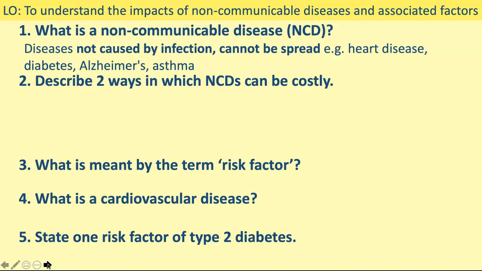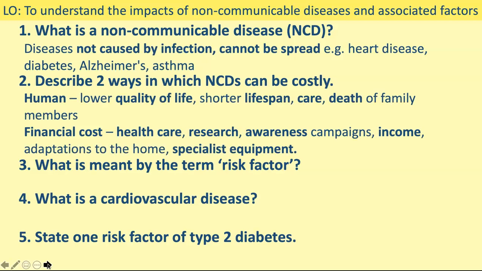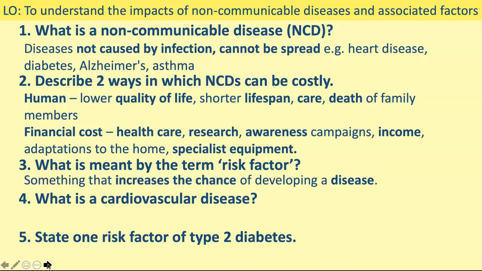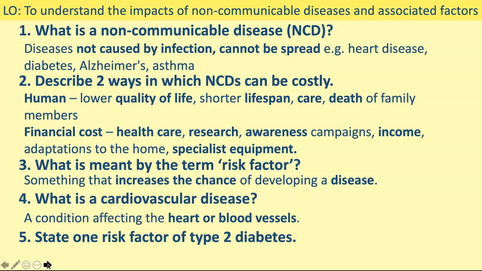Question 2, describe 2 ways in which non-communicable diseases can be costly. There's the human cost and the financial cost, and I've given some examples of each there as well. What is meant by the term risk factor? It's something that increases the chance of developing a disease. What is a cardiovascular disease? It's a condition affecting the heart or the blood vessels. And state 1 risk factor for type 2 diabetes: obesity.